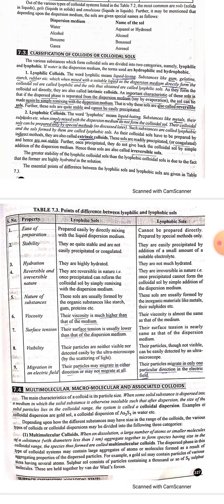Number 5, nature of substance. Lyophilic sols are usually formed by organic substances like starch, gum, proteins. Lyophobic sols are usually formed by inorganic materials like metals and their sulfides. Number 6, viscosity. Lyophilic sols' viscosity is much higher than that of the medium. Lyophobic sols' viscosity is about the same as that of the medium.